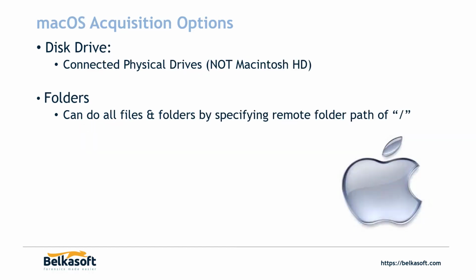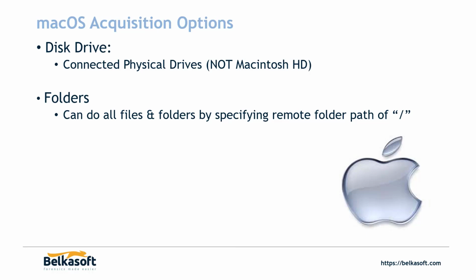Okay, and the macOS acquisition options that are available here are the disk drive. So we can acquire connected physical drives, not the internal Macintosh hard drive. At this specific point in time, I'm not sure of really many forensic software products that can do this. Now, with that being said, if you have a drive connected to the Mac, we can get a full file system copy of that, a bit for bit full system image of that drive.